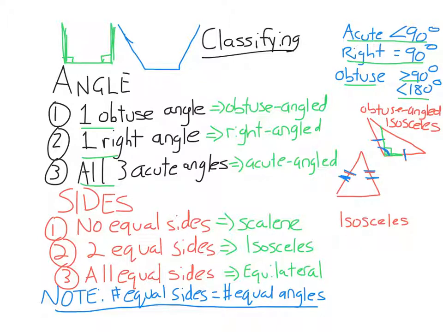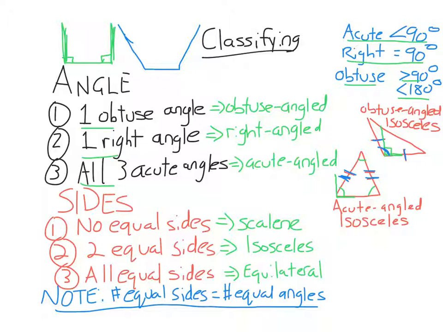If we look, however, at the bottom triangle, all its angles would be less than 90 degrees. If we had a protractor here, a right angle would be like this. This angle is less than 90 degrees. Similarly, this one and this one, they're all less than 90 degrees. So this, it turns out, would be an acute angled isosceles.